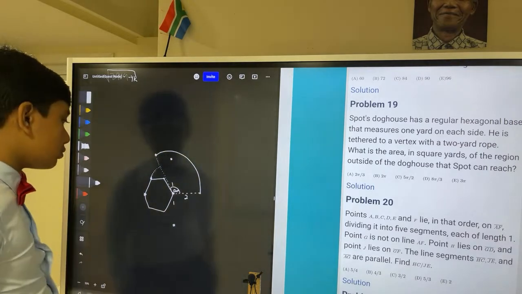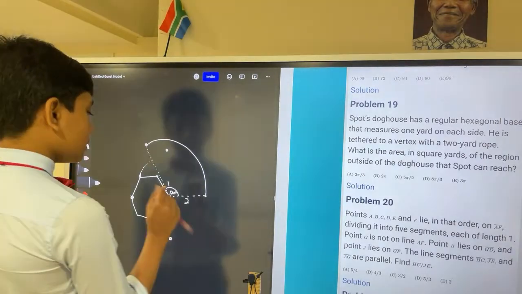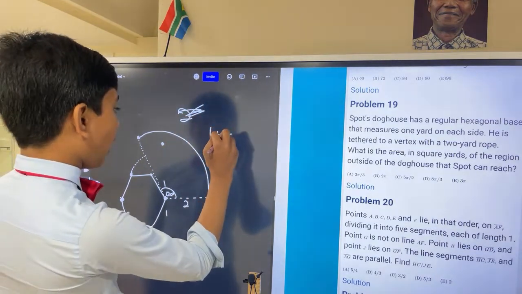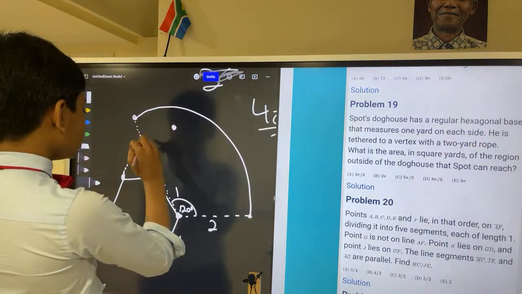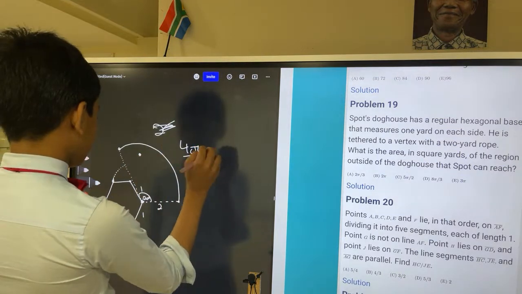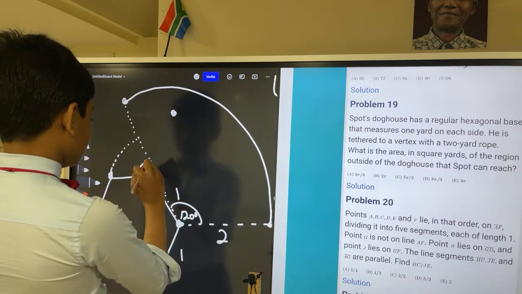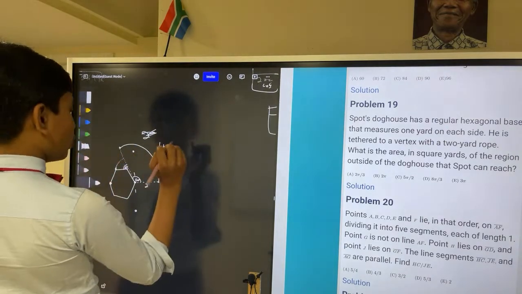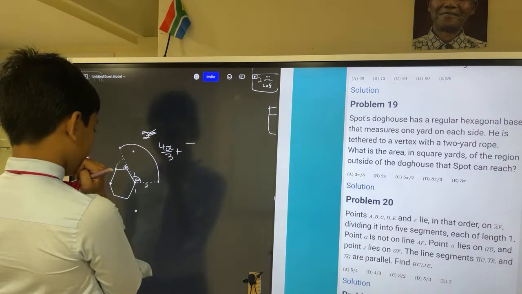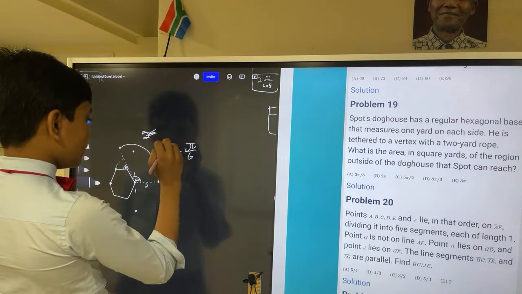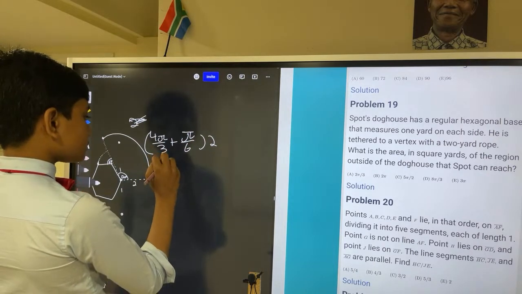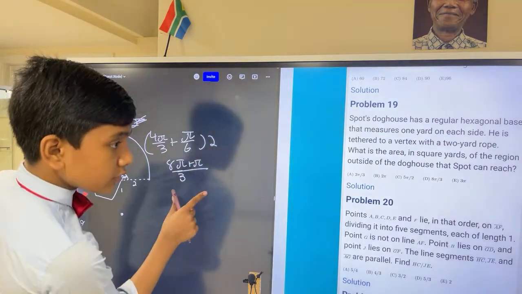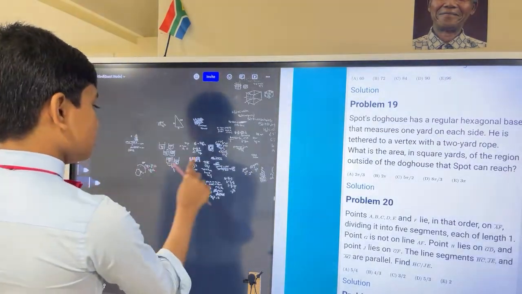Alright, so that means that it's 4 pi over 3 plus this little sector, which is, what is it? I think this is 60 degrees, right? Yeah, because this is 120. So 4 pi over 3 plus 1/6 pi, multiplied by 2. So 8 pi over 3 plus pi over 3. So it's 9 pi over 3, so it's 3 pi, which is E.